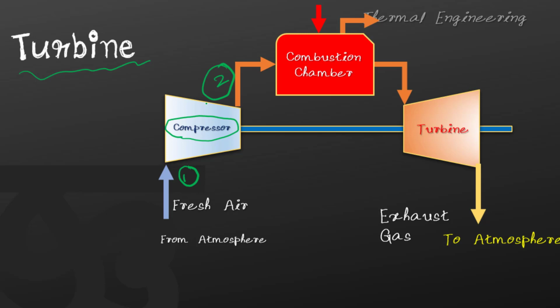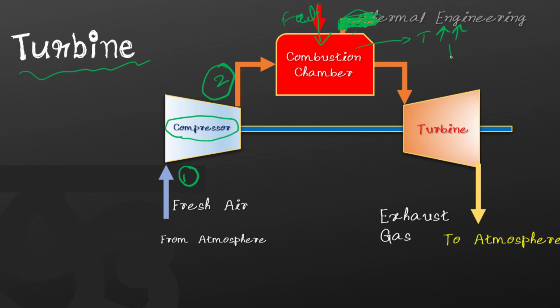Then it enters into the combustion chamber at state 2. When it enters into the combustion chamber, the fuel will enter into the system. That means this fuel will be burned inside the combustion chamber. So this is internal combustion. Okay, what is the difference with the external combustion or closed cycle? The fuel is burned inside the chamber, which we call the combustion chamber. But we have to supply fuel for that. Now this fuel, due to the combustion, the temperature will increase.